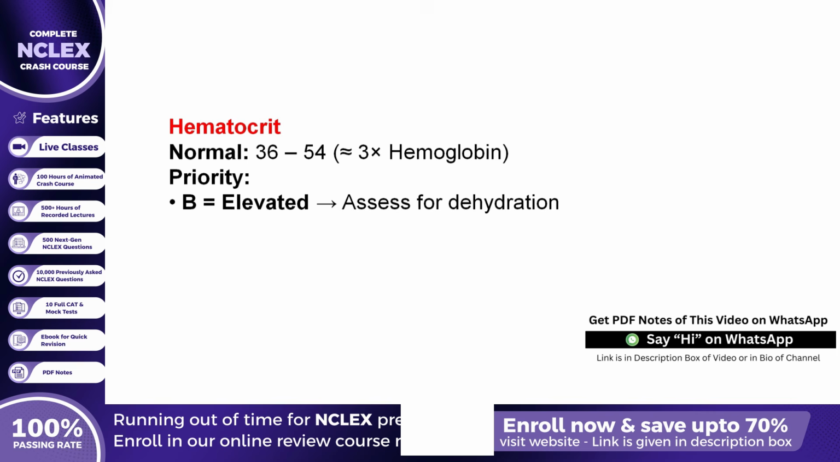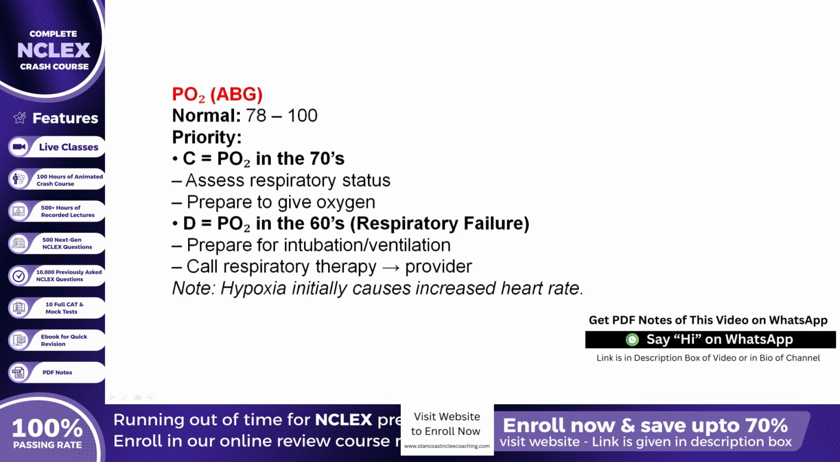Next, let us look at hematocrit, where the normal range is 36 to 54, which is approximately 3 times the hemoglobin. For priority, B indicates that an elevated hematocrit requires us to assess for dehydration. Now we will review partial pressure of oxygen as an arterial blood gas, where the normal range is 78 to 100. For priority, C applies when the partial pressure of oxygen is in the 70s, meaning we assess respiratory status and prepare to give oxygen.